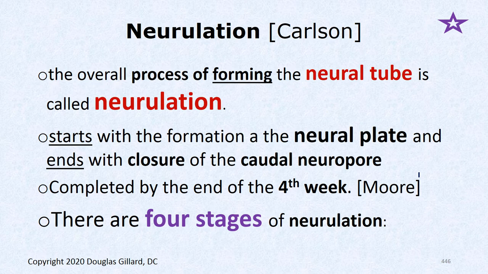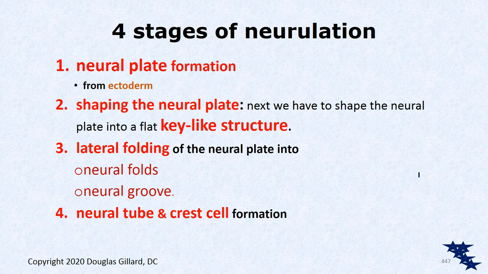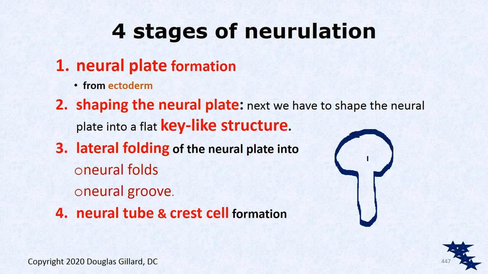There's 4 stages of neurulation that we need to go through. This is from Carlson. There's a neural plate we need to form first. Then we need to shape the neural plate into a key-like structure. And you know what I mean, a key doesn't look exactly like a key, but it's going to look kind of like this. And that's from an overhead view. And then we're going to roll this thing up. We're going to fold this into a tube-like structure. We're going to create lateral folds. And then once we fold, we're going to fold and fold and fold until we fold into a tube-like structure.